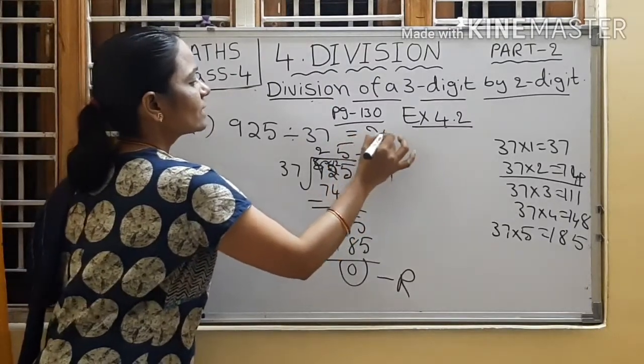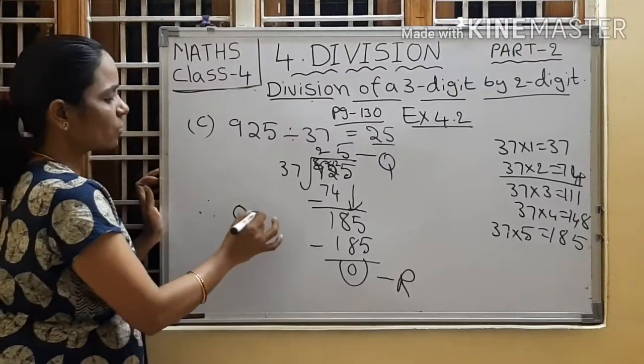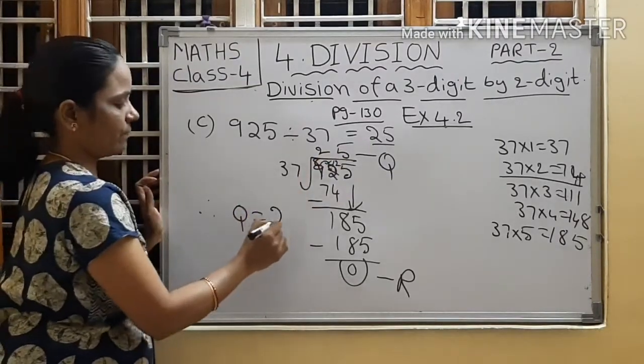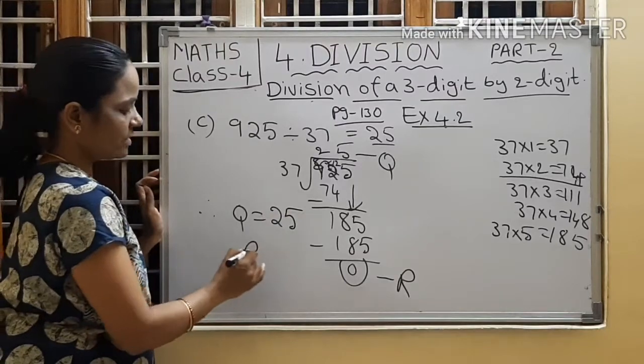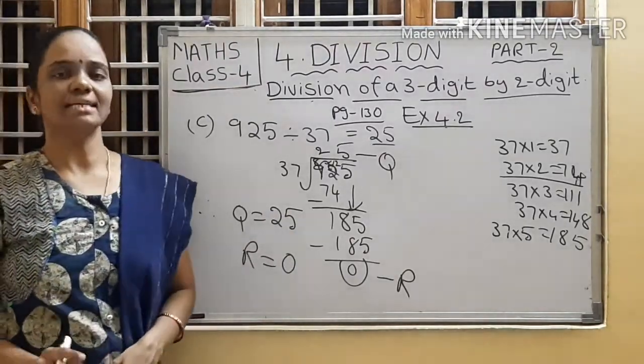25. So 25 is the quotient. Therefore, write down quotient how much? 25. Quotient is 25. Remainder is equal to 0. Have you understood, children? Yes.